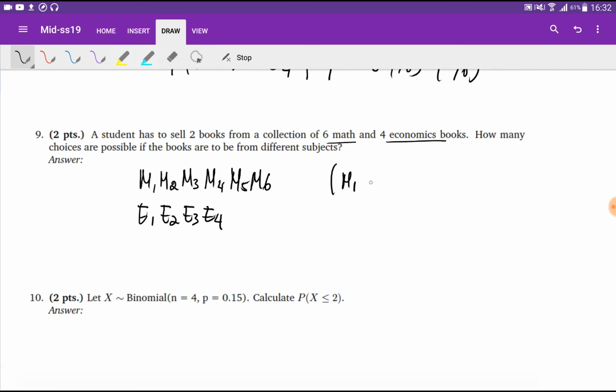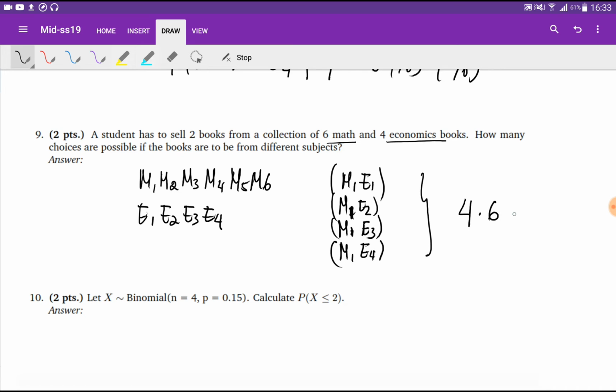So M1 can be paired with all of the 4, right? E1, E2, E3, and E4. The same way we can make 4 pairs for M2, M3, M4, M5, and M6. In total, the number of pairs will be equal to 4 multiplied by 6, right? Or 6 multiplied by 4, 24 different options.